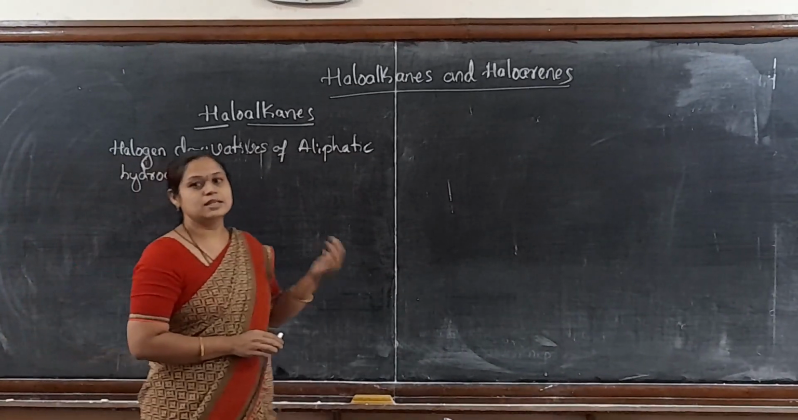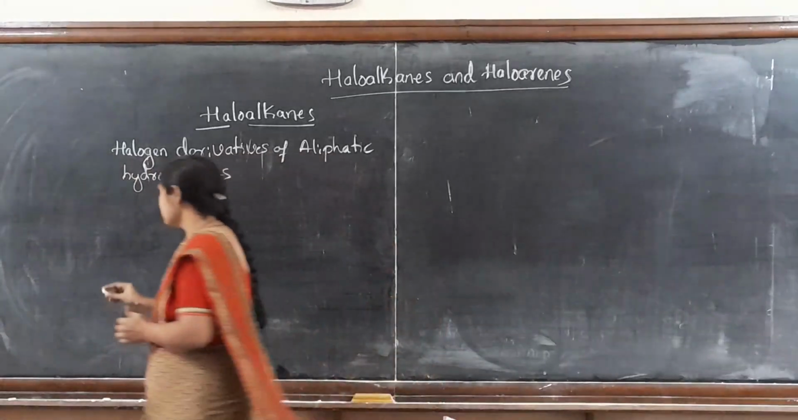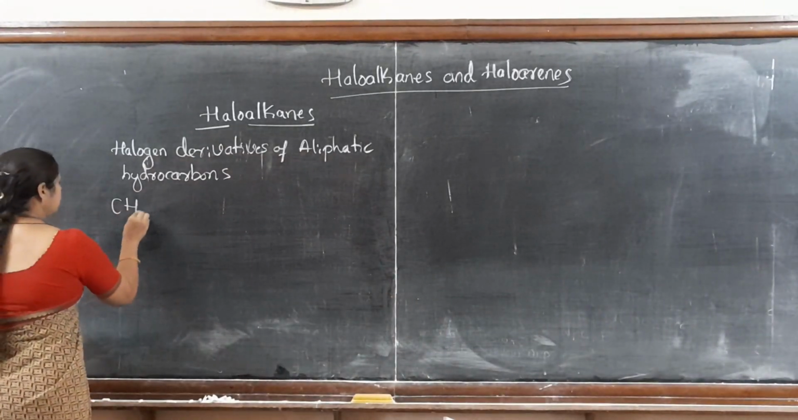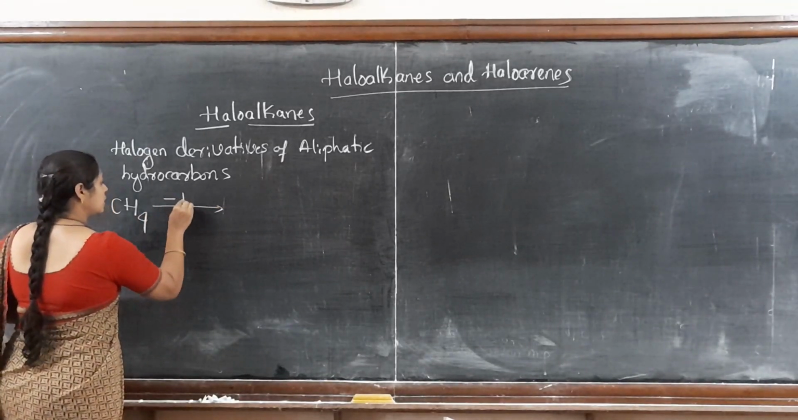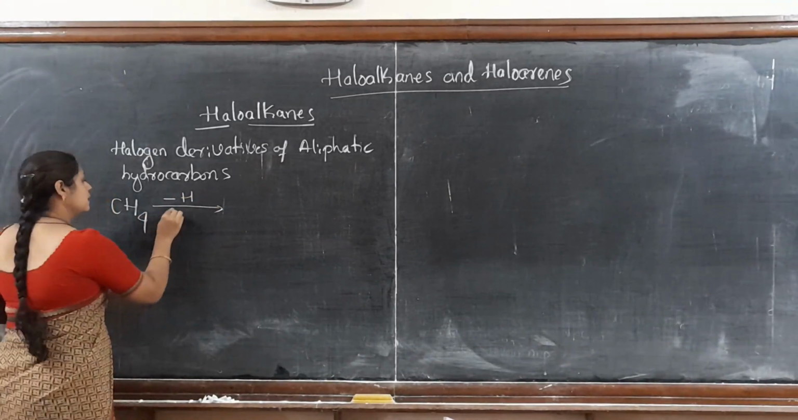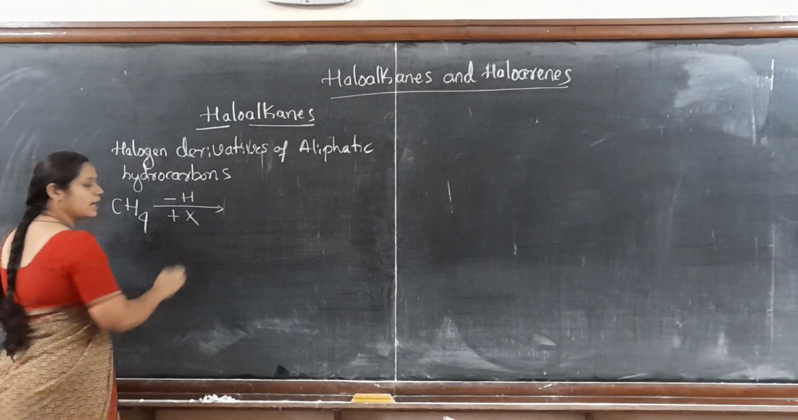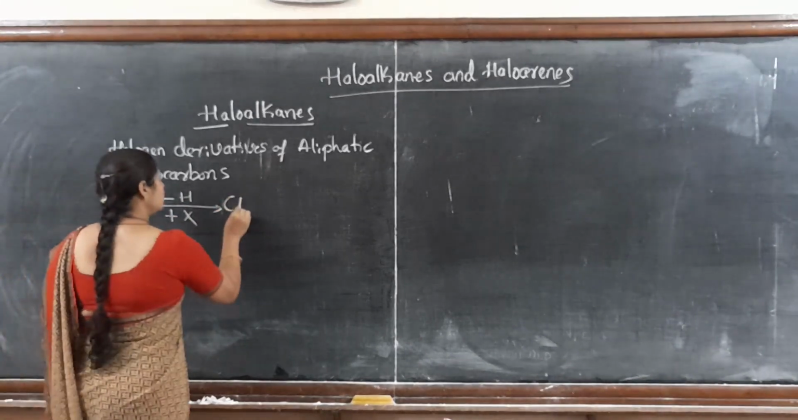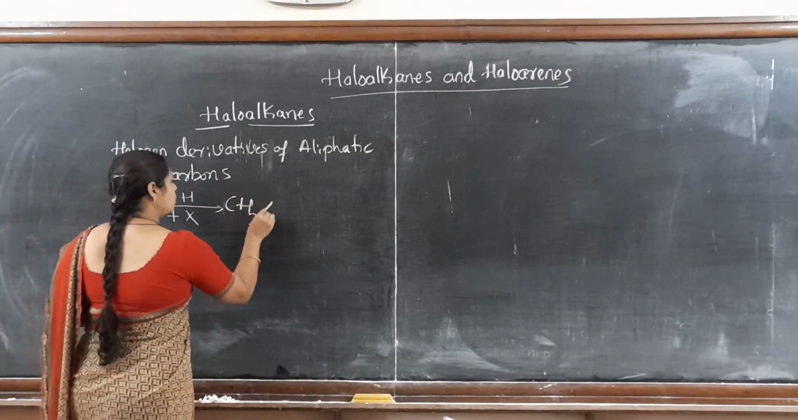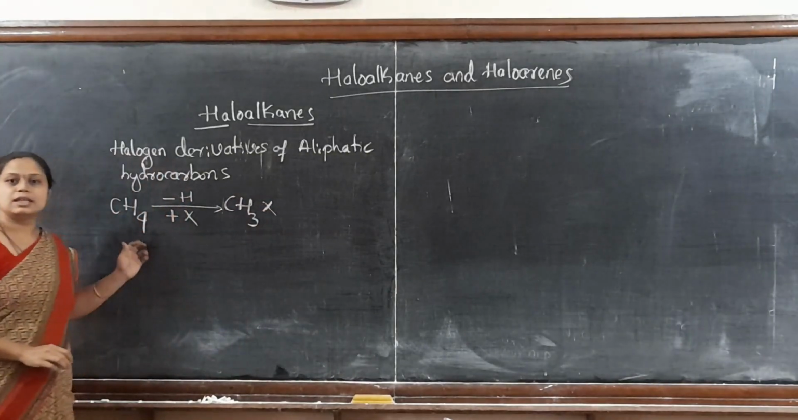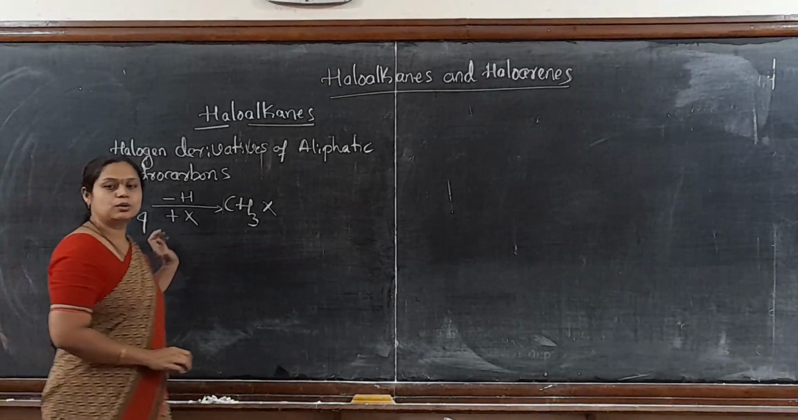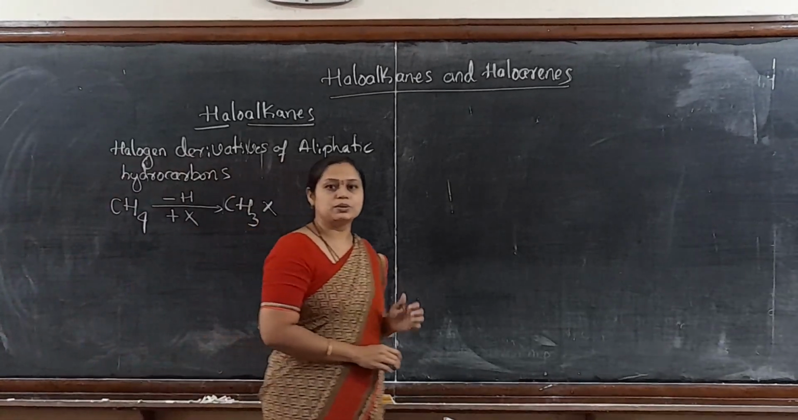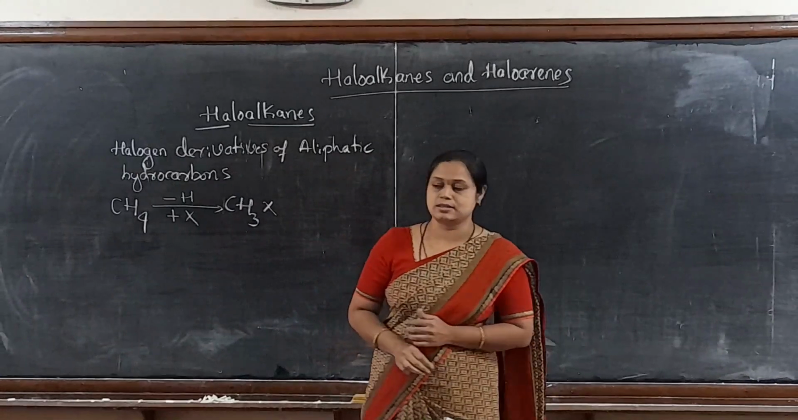Now we'll just see a simple example here. If I take methane, by removing one hydrogen atom and adding a halogen, we are going to get a haloalkane. So by the replacement of a hydrogen atom in a hydrocarbon with a halogen atom, we get the haloalkanes.